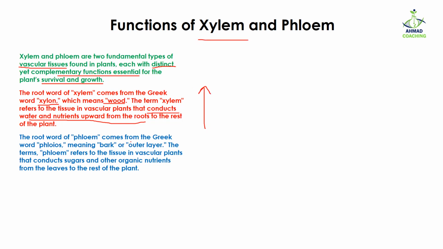In the case of phloem, the word comes from the Greek word phlois, which means bark or outer layer. Phloem, a tissue in vascular plants, conducts sugars and organic nutrients from the leaves to the rest of the plant, including the roots, the bark, and any other part. This is just a general overview of the functions of xylem and phloem. Let's dig deeper into the detailed functions of both of these tissues.